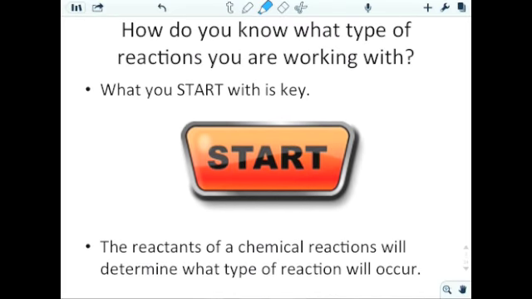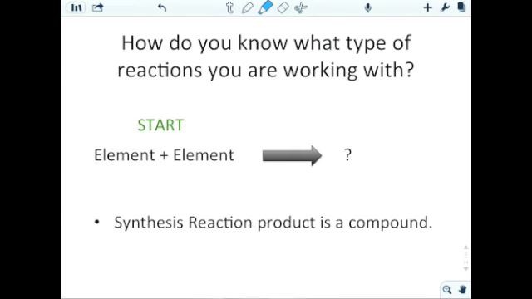It says, how do you know what type of reaction you are working with? Well, the first thing we have to do is figure out what type we have. The main thing here is what you start with is key. The reactants of a chemical reaction will determine what type of reaction will occur. So basically what we start with will determine what we're going to finish with and what type of reaction we're going to have. So it's all about what we're starting with because that's all we have.